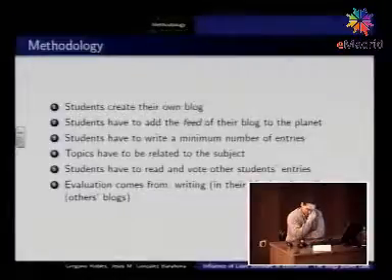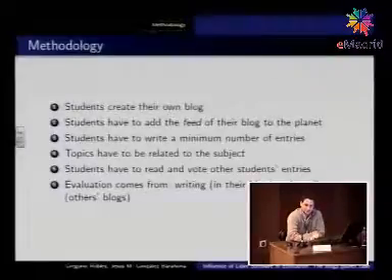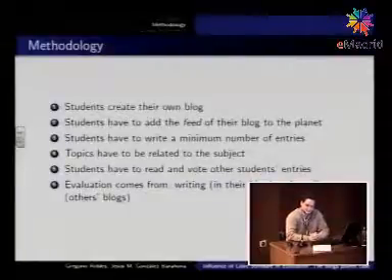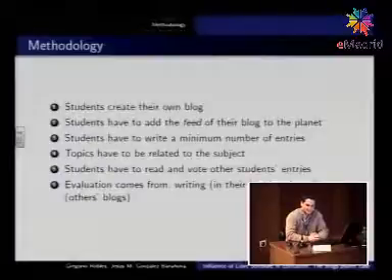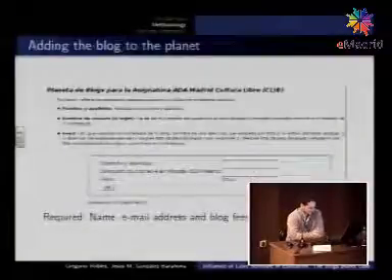Then we thought, okay, the interesting thing is not only that they write, we want them also to read the other students' blogs. And interestingly enough, we would like to evaluate not only what they write, we want to evaluate as well if they read other students' blogs.